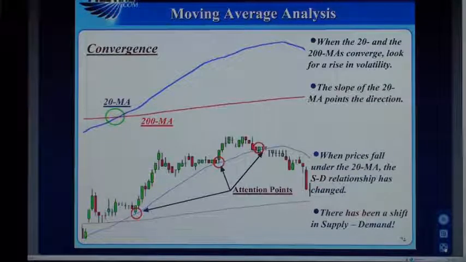On this slide, we're looking at the moving averages converging, and you can see how the 20 MA reaches the 200 MA, and the 20 MA is sloping upward. So when the 20 and the 200 MA converge, we look for a rise in volatility. We pay attention to the slope of that 20 MA.